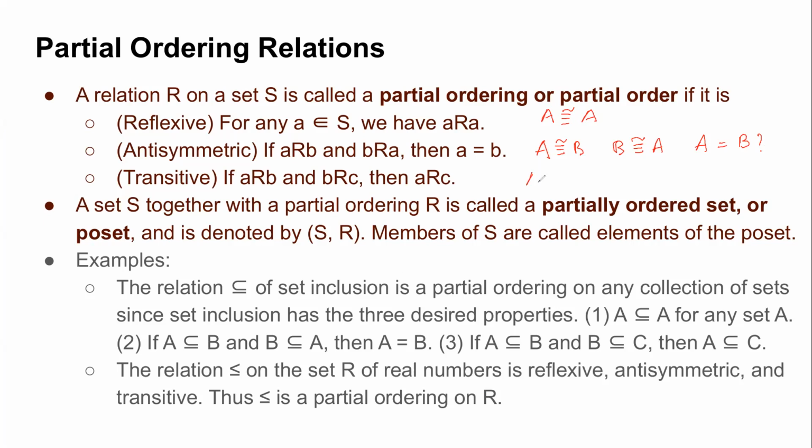See, transitive is also simple. If A is congruent to B and B is congruent to C, then we can say A is congruent to C. But what about this one? This is the tricky one. Is it true? What do you think? If A is congruent to B, B is congruent to A, is it true that A is equal to B? Yes or no? Yes, class, come on. It is a common geometrical question.